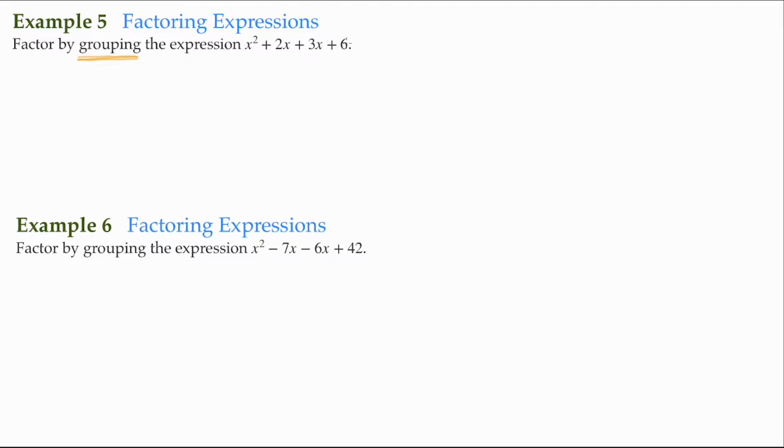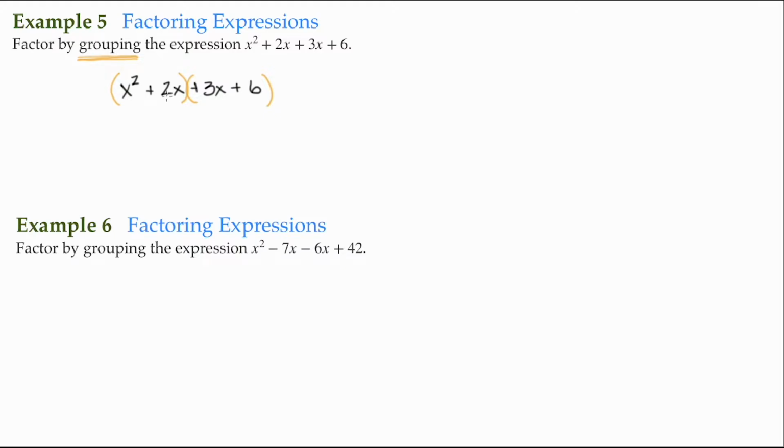So I'm going to rewrite this expression here. X squared plus 2x plus 3x plus 6. So if I group the first two terms together, the x squared plus 2x, so I'm just going to put a little grouping symbols around here, just like that. And then I'm going to group the next two terms together. Now when you group them, always include the sign within that first term there of the group. Always include it in there. Now we're going to factor the individual groups.